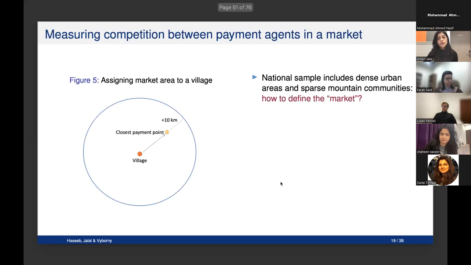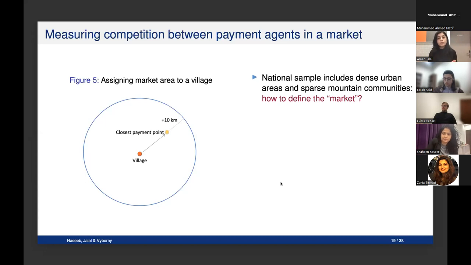Okay, so how do we define markets? That's a non-trivial question, because what a household considers its market to be is difficult to infer. It varies based on the region. Say that we say within 5 kilometers of a particular area, all of the payment points that fall in that radius are part of your choice set. But 5 kilometers in a place like Lahore may mean something very different relative to a more remote place with nothing within 5 kilometers. They may think of their market as 20 kilometers away.